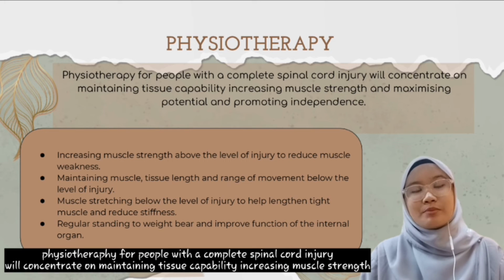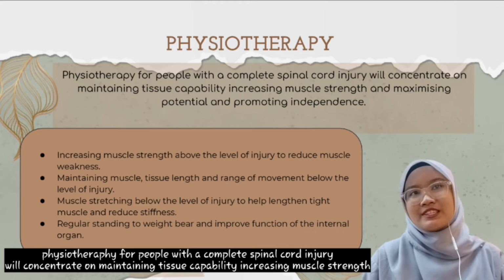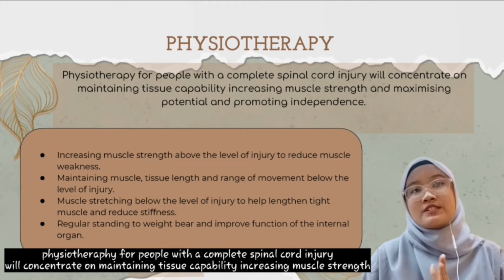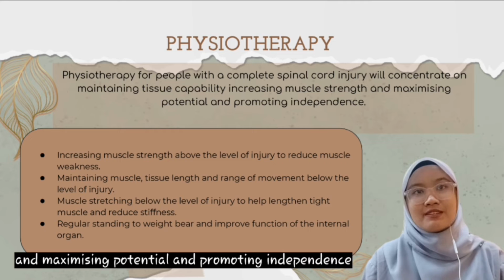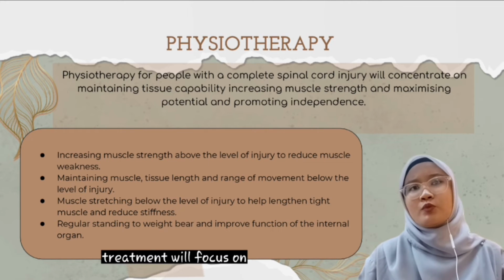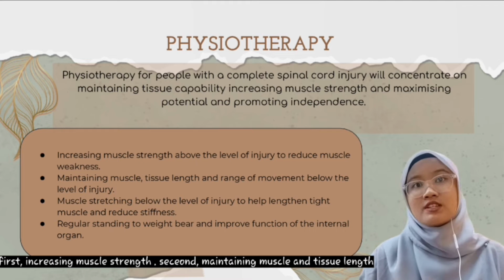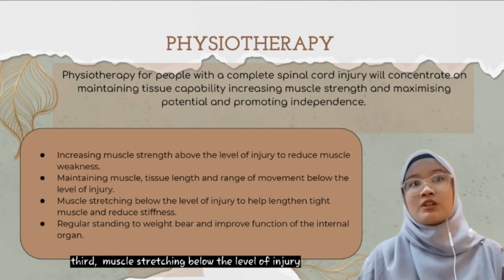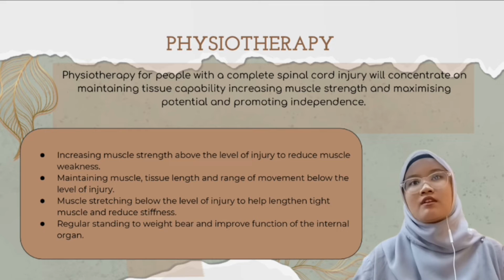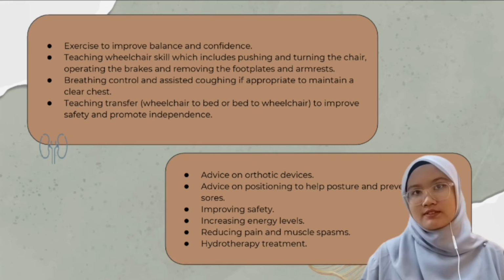Physiotherapy. Physiotherapy for people with a complete spinal cord injury will concentrate on maintaining tissue capability, increasing muscle strength, maximizing potential and promoting independence. The treatment will focus on, first, increasing muscle strength; second, maintaining muscle and tissue strength; third, muscle strength below the level of injury; fourth, regular standing to bear weight and improve function of the internal organs.